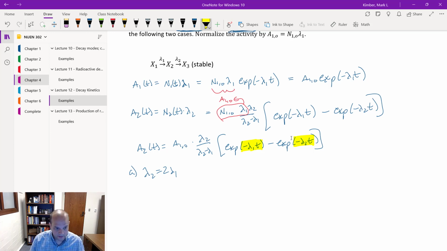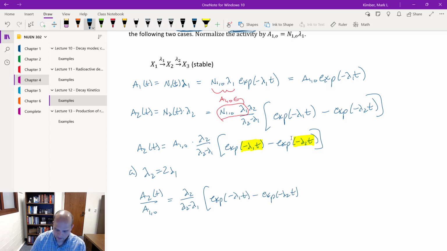And so what we have here for a normalized activity, A2 divided by that initial activity of isotope number 1, will just equal lambda 2 over lambda 2 minus lambda 1 times exponential of negative lambda 1t minus exponential of negative lambda 2t. But this term here, since lambda 2 is larger than lambda 1, is going to decay faster.